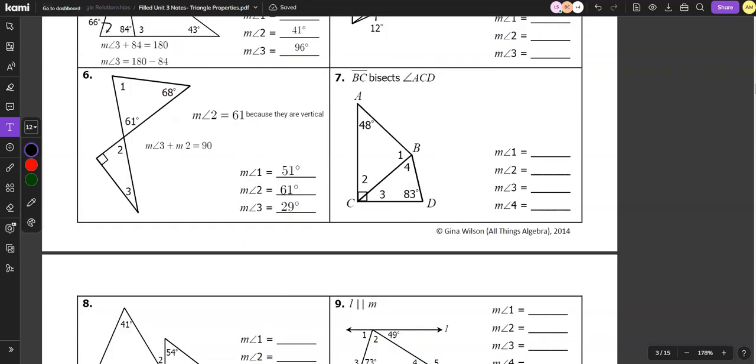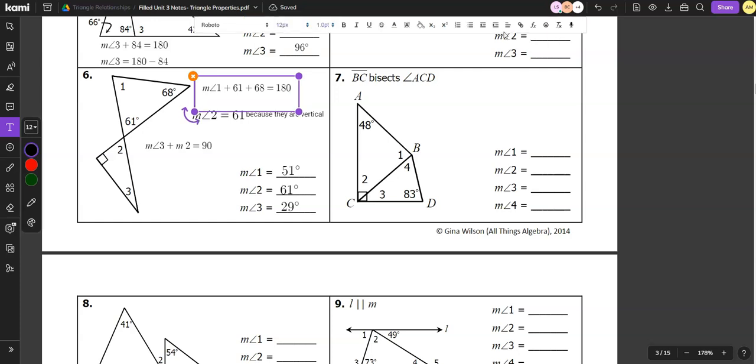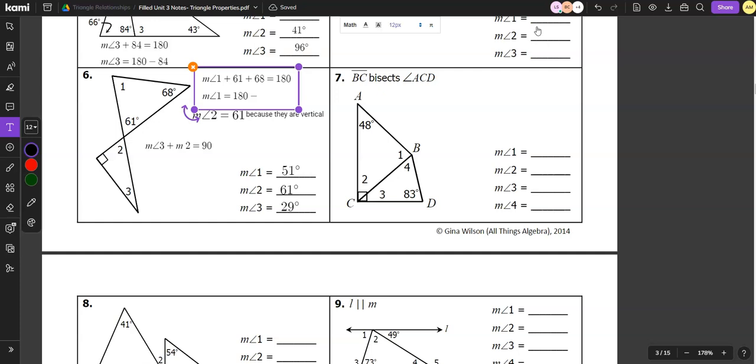Okay, so on this one, the first thing I did was I actually forgot to delete all this information, so that's okay. For the measure of angle 1, what we did was we realized that the measure of angle 1 plus 61 plus 68 is equal to 180 because they are the interior angles of the triangle. So the measure of angle 1 is equal to 180 minus the sum of 61 and 68.